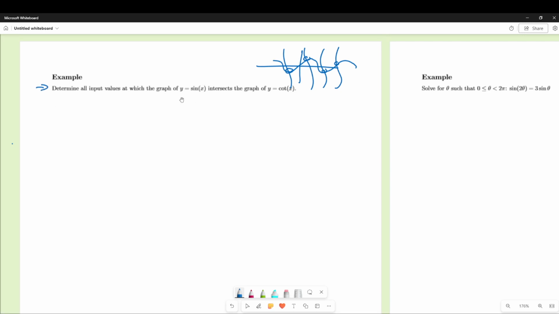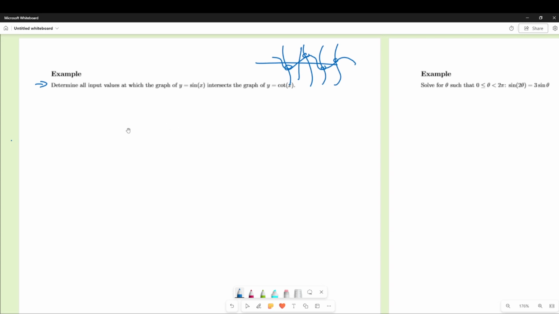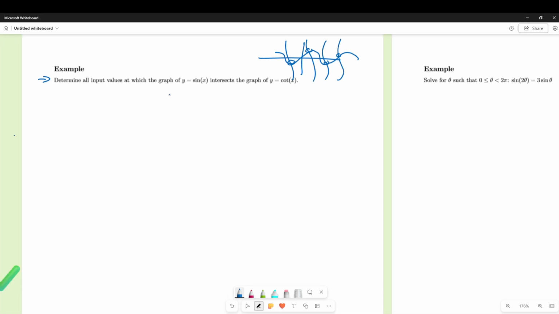If we want the graph of this to equal the graph of the other one, then that's all we're going to do. We're going to let the sine of x equal the cotangent of x and try to manipulate this as much as we need to solve it. And we'll get all of those solutions as long as we're careful about our general solution logic. So, how do we want to approach this?